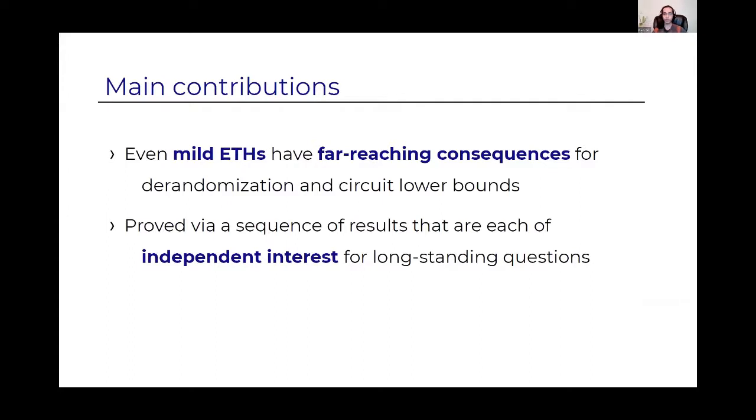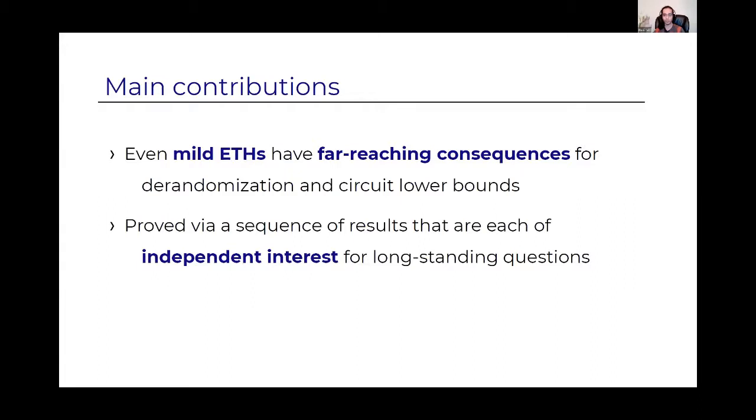So in other words, when we assume these ETHs, which we've been accustomed to, we're actually also assuming a whole lot about what's going on in the randomization and circuit lower bounds. And this will be proved via results that are each of independent interest for questions that have been studied for a very long time. And in this talk, I'm going to present just 2 main results from the paper.